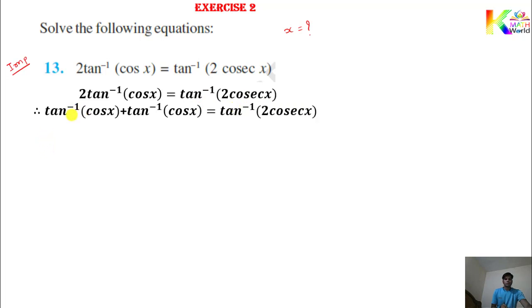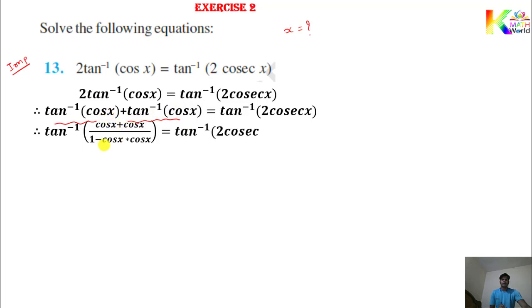If you see it properly, you have a format like this: tan inverse of x plus tan inverse of y. What is the formula? Tan inverse of (x plus y) over (1 minus x into y). So using that formula, you get (cos x plus cos x) over (1 minus cos x into cos x).